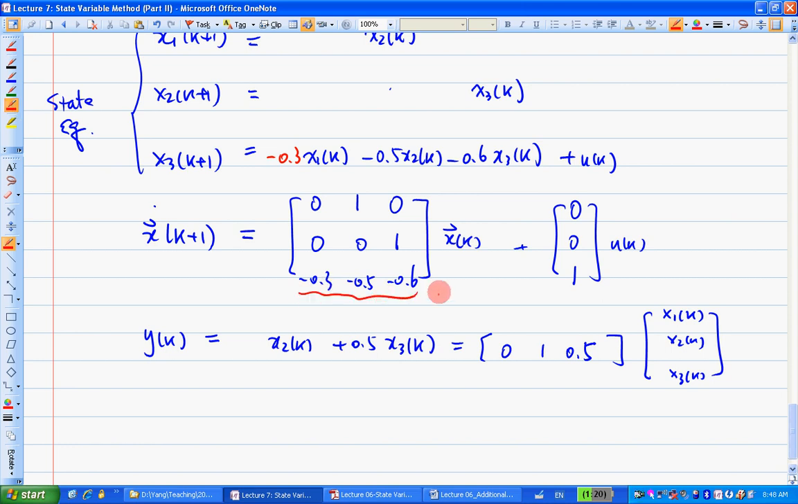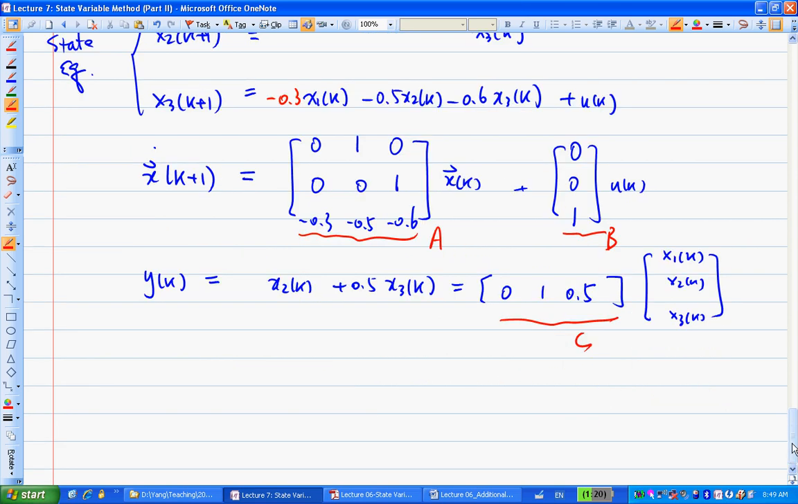Here's your A matrix, here's your B, here's your C matrix. You don't have the D there, because the degree of the numerator is less than the degree of the denominator. So that's a rough idea of getting the simulation diagram and then the state space model. Now let me elaborate a little bit about the degree of the numerator and denominator.